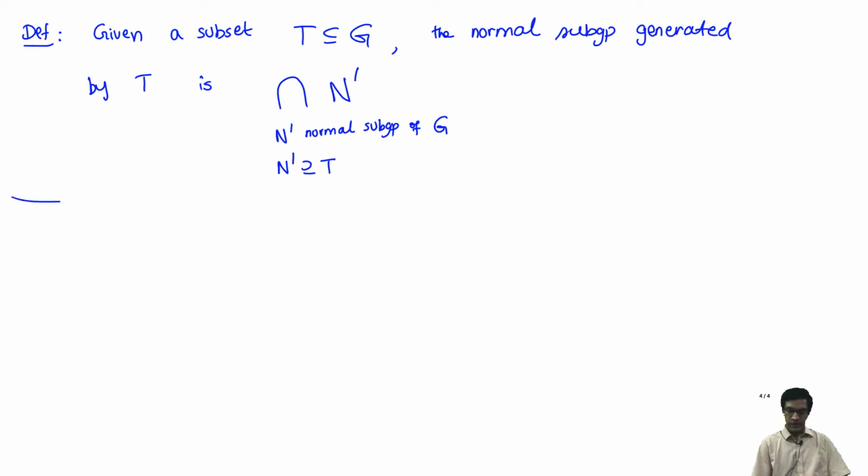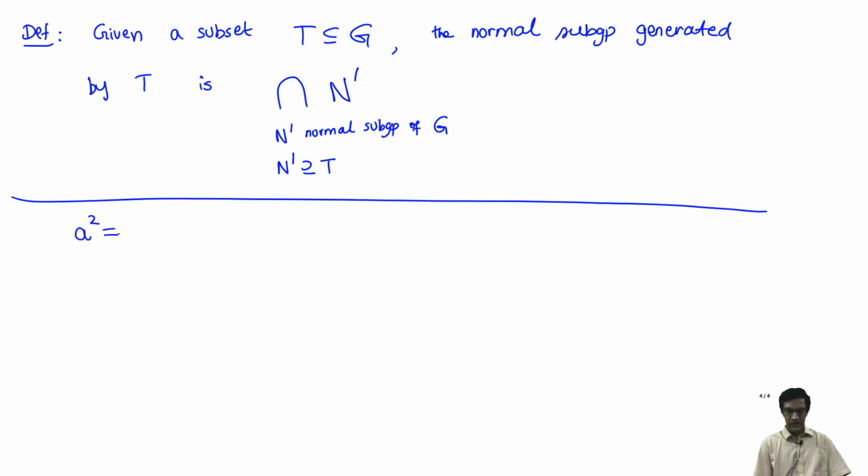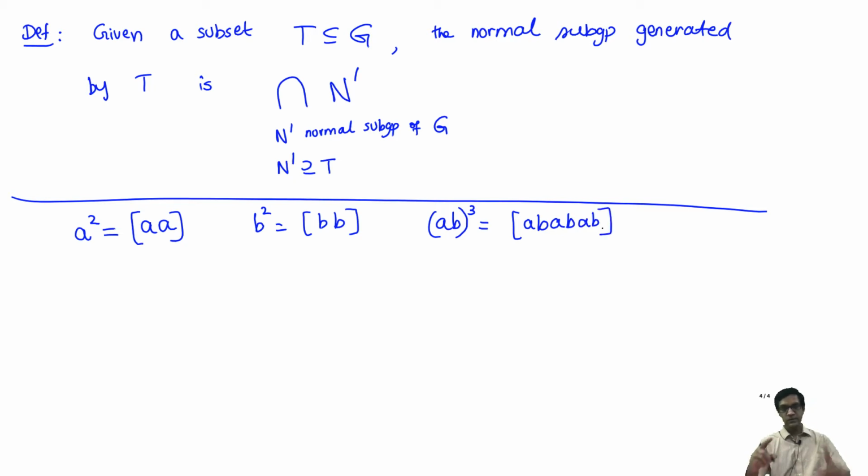Okay. So let's come back to our situation. We said take the set comprising A squared, B squared and AB whole cubed. It's sort of cumbersome to keep writing this again and again, so I will just call these the words A squared, B squared, and AB whole cubed is just the word ABABAB. So, mild abuse of notation here, I am dropping the square brackets for the equivalence classes.